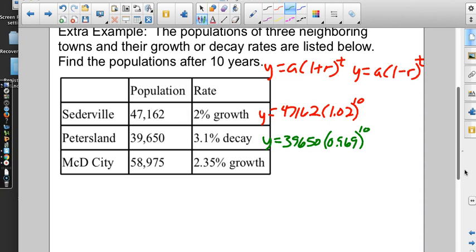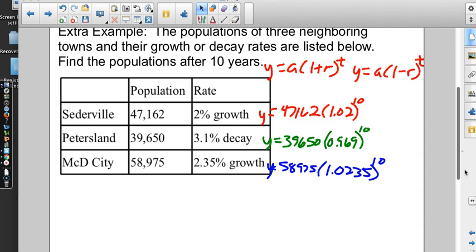Again, you're supposed to find this after 10 years. McD City. Need to know which formula, so I look at, oh, it's growth. That's going to be back here to 1 plus R. So we're starting with 58,975. But 1 plus 2.35% will be 0.0235. So 1.0235 to the 10th power.